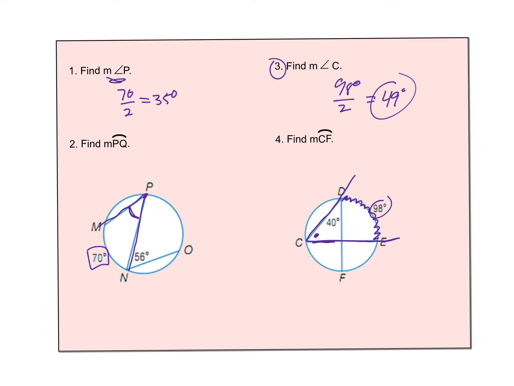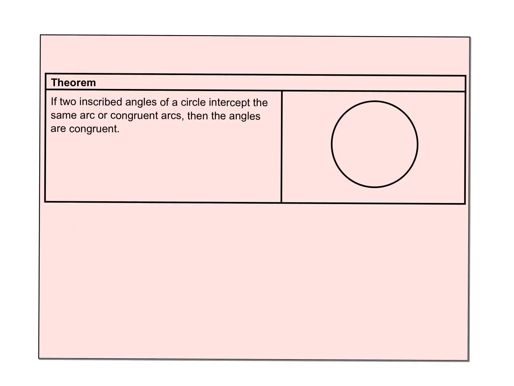Flip that around down here for number 2, and I get PQ. That will be 56 times 2, which is 112 degrees. And then CF: if you look, you have this angle and this angle, it's 40 degrees. So it'll just be 40 times 2, which will be 80 degrees. Sometimes they're a little trickier to follow.